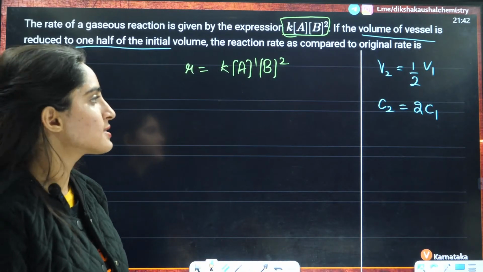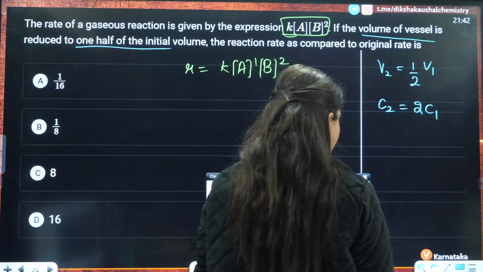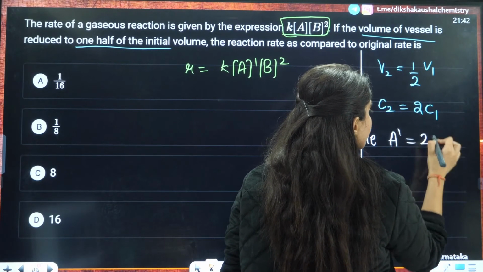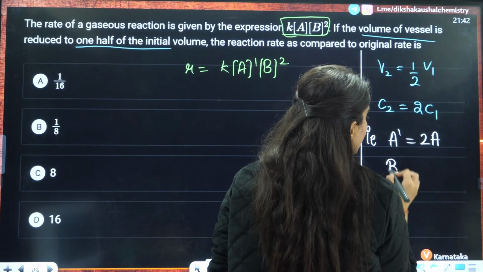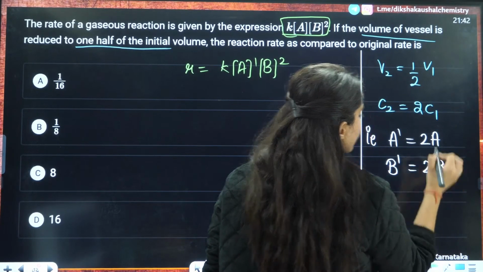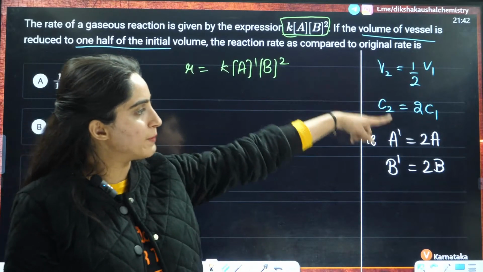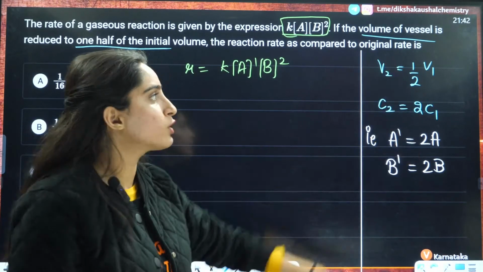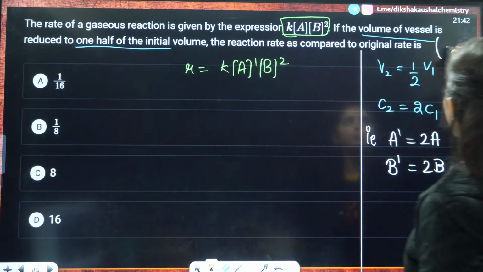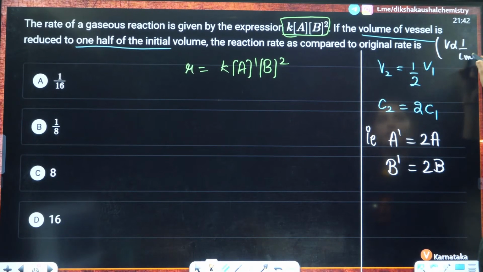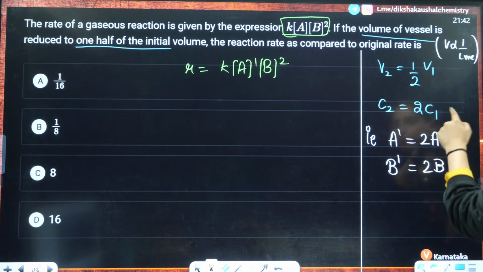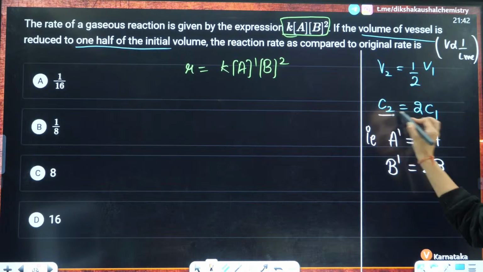Can I say that? So here, the final concentration of A will be 2 times A, and of B will be 2 times B. Now this was the important thing: volume and concentration are inversely proportional to each other. So if volume V2 is equal to half V1, then C2 is equal to 2 into C1. That means final concentration is double of initial concentration.